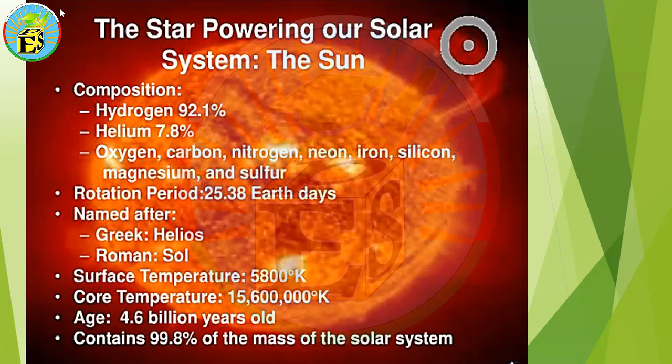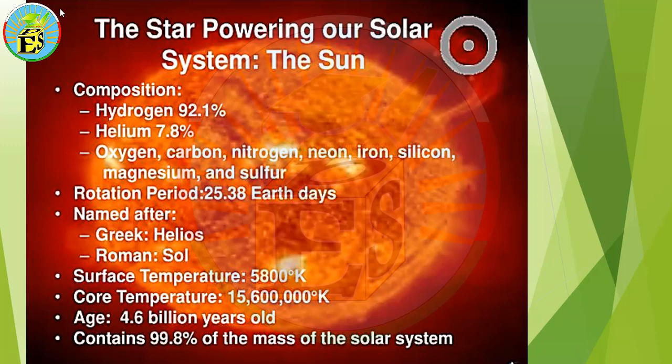Its movement, rotation period: it makes one rotation each 25.38 Earth days. An Earth day equals what? 24 hours. Named after: the ancient names of the sun. In the Greek language it was called Helios, and in Roman it was called Sol.